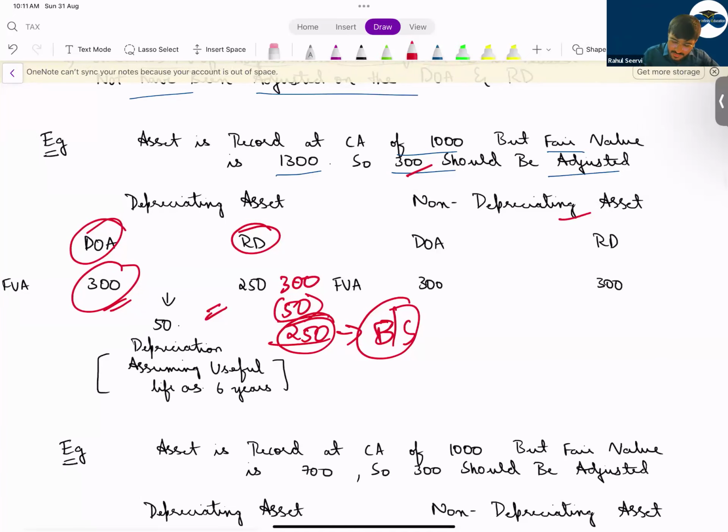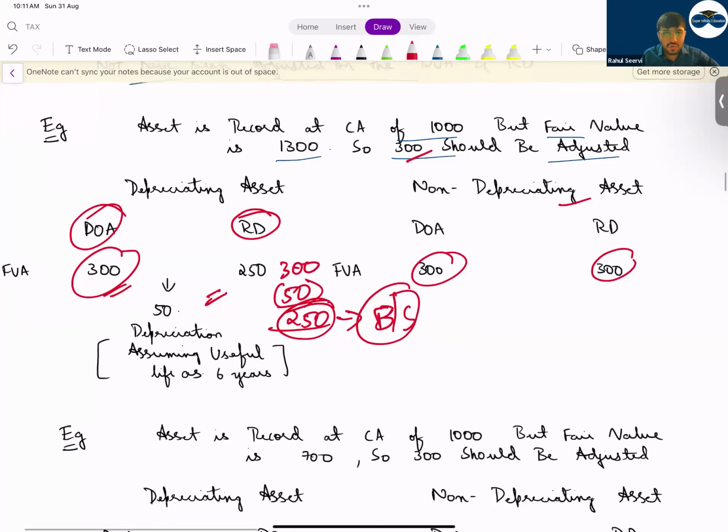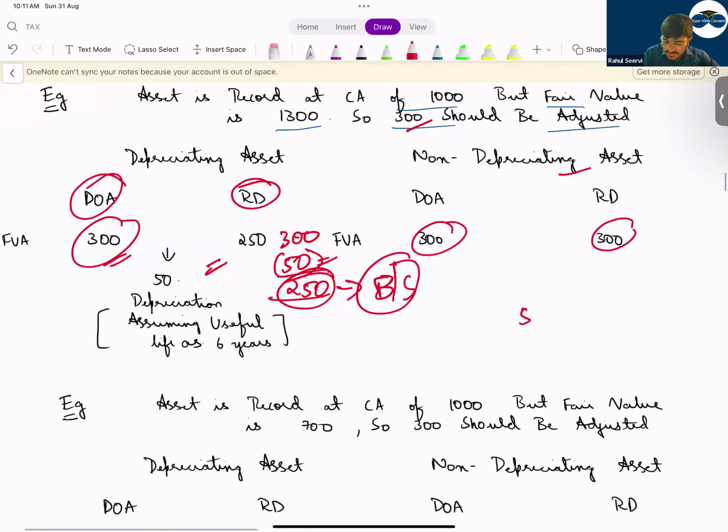Then, sir, for a non-depreciating asset, 300 you will record, no need to depreciate it. So sir, this 50 is an expense. Can I say this 50 is an expense of which company? This 50 is an expense for the subsidiary company. So this expense will be allocated to parent and NCI. Automatically, this will be adjusted in the post acquisition profits which you calculate.